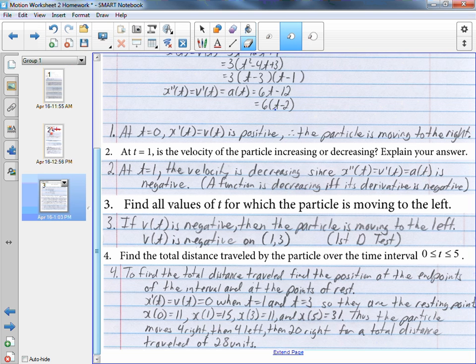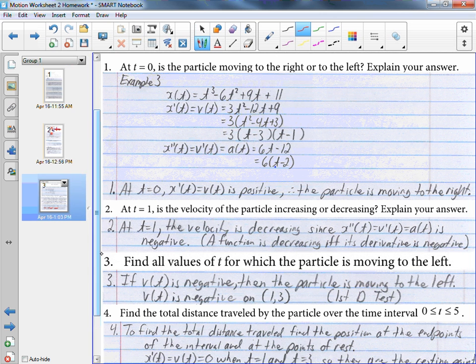The velocity equals 0 at 1 and at 3. So find the initial position, x of 0. Find the position at t equals 1. Find the position at t equals 3. And then they told us to start at 0 and they told us to end at 5, didn't they? So find the ending position when t equals 5. And I didn't write all this out, but just go back up to your position function and figure out what x of t equals at 0, 1, 3, and 5.